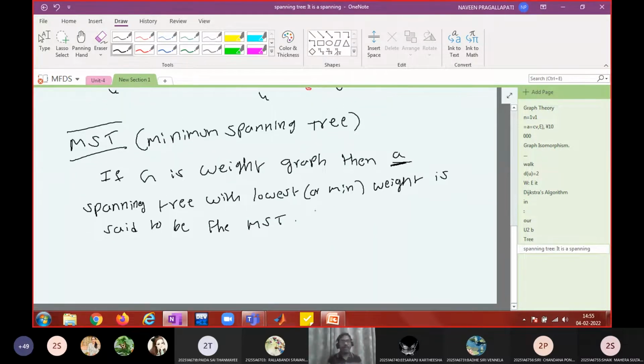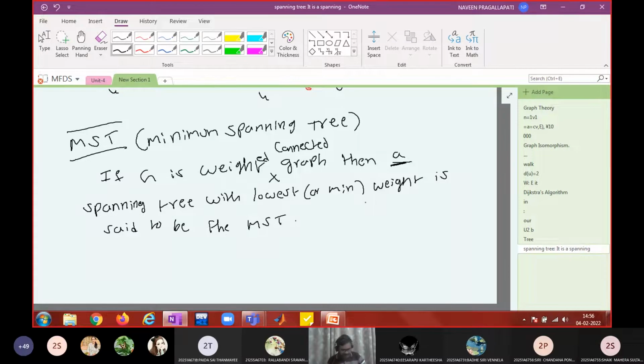Now the question is how to find out the minimum spanning tree in a graph. Obviously the graph must be a connected graph, otherwise you cannot find the tree. So weighted and connected graph. You cannot get a spanning tree from a disconnected graph, because spanning means that the tree should contain all the vertices. So obviously the default assumption is that it has to be a connected graph. Among several spanning trees, the tree which is having the minimum weight is said to be the minimum spanning tree.